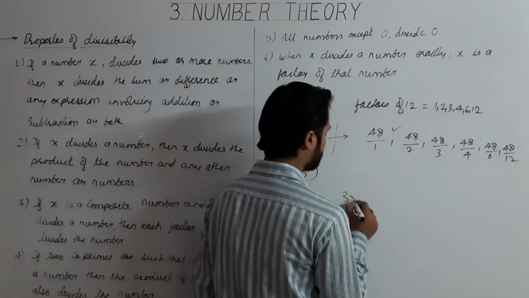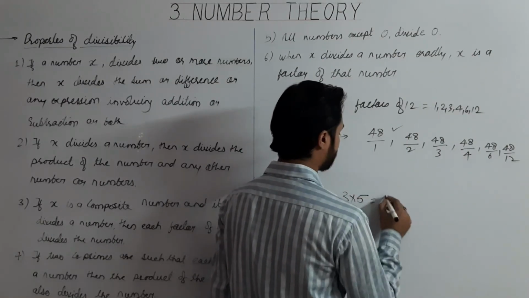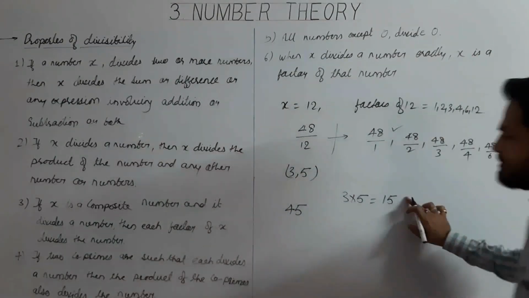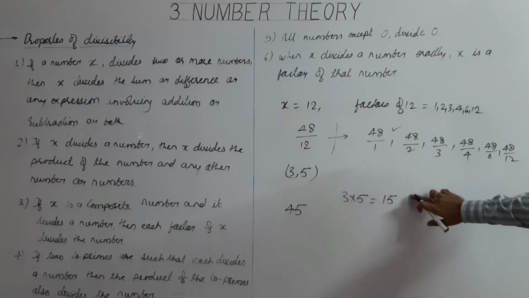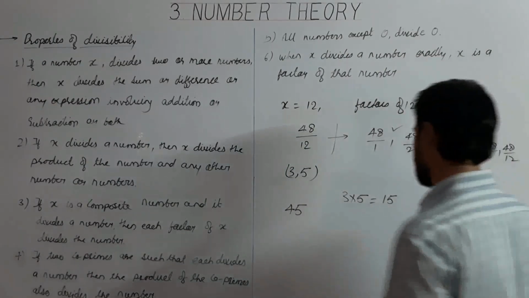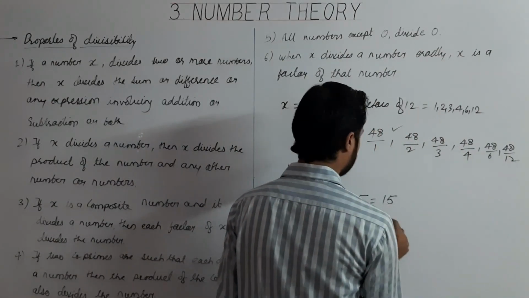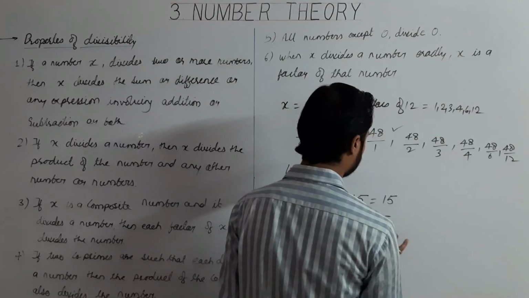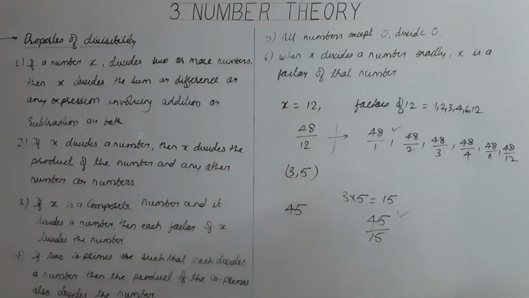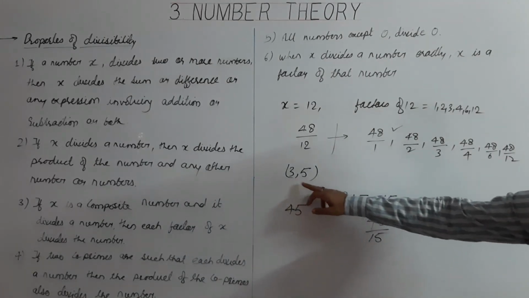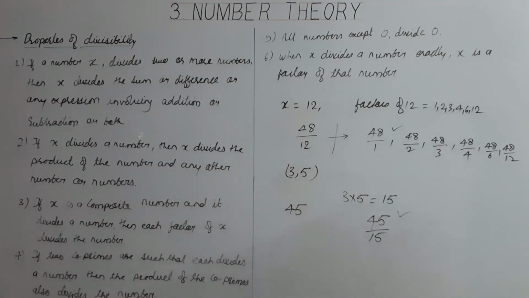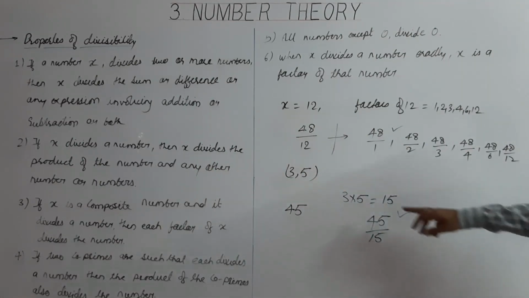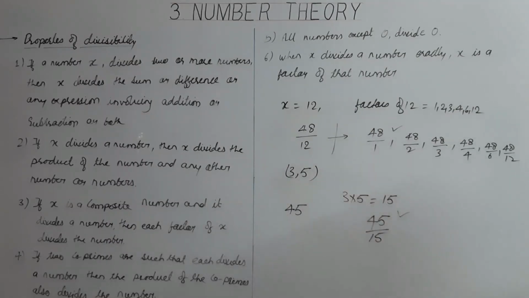Then the product of 3 and 5 is 15. So the product of the co-primes will also divide this number 45. Yes, this is true. So this was the fourth property. If two co-primes are such that each divides a number, here the two co-primes are 3 and 5 and the number is 45, then the product of the co-primes, 3 into 5, which is 15, also divides the number.